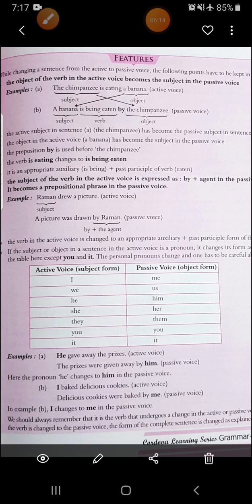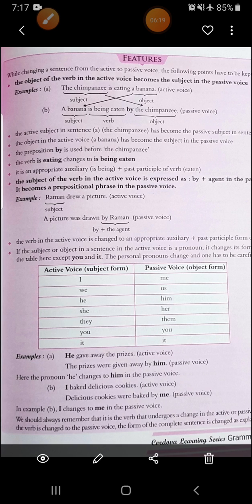Chimpanzee. And you can see the subject, whatever was the subject in active, that becomes the object, and what was the object, it became the subject in passive voice. Alright, and the verb is changed according to the tense. There's a rule for it, and when we go through it, you will understand. Alright, and you can see the preposition "by" is there.